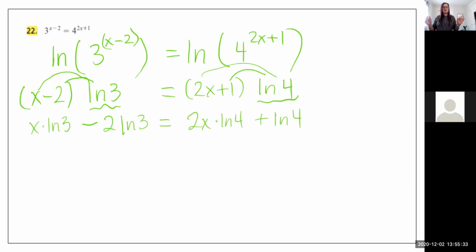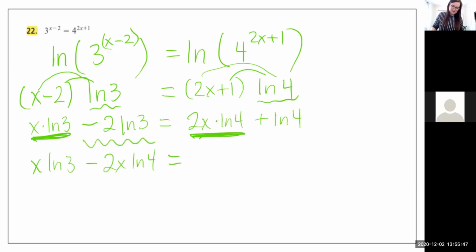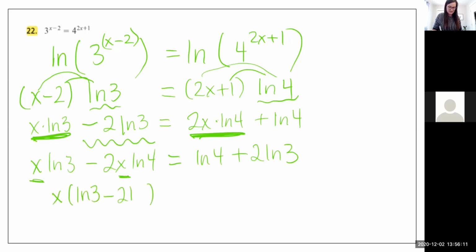Whenever I have something like this where the x's are in different places, in general, we bring the x's together. So x ln 3 minus 2x ln 4. I could have written that slightly differently, but that's fine. And then I bring this one over: ln 4 plus 2 ln 3. And then the reason why we brought these together is typically if this was 4x minus 3x, I would just go 4 minus 3, right? You're collecting the like terms. An aspect of collecting like terms is really factoring it out. So because I don't want to simplify that, I'm just going to keep it as is.